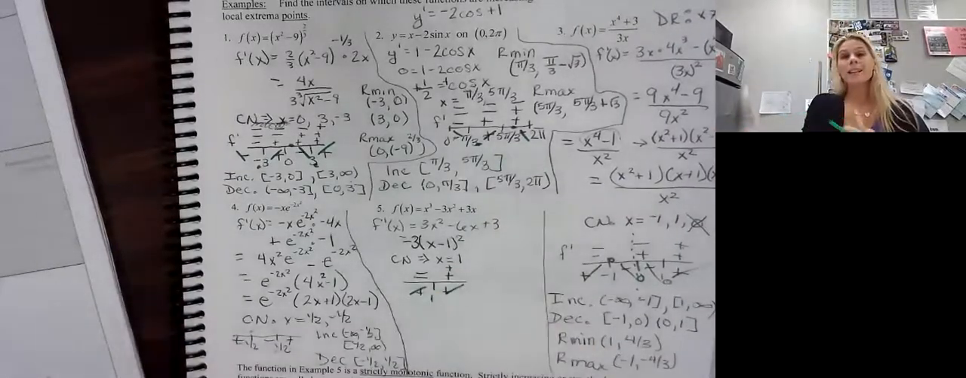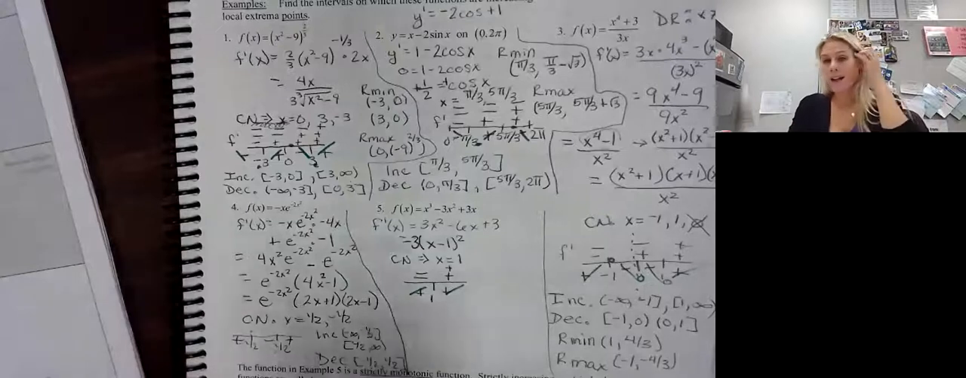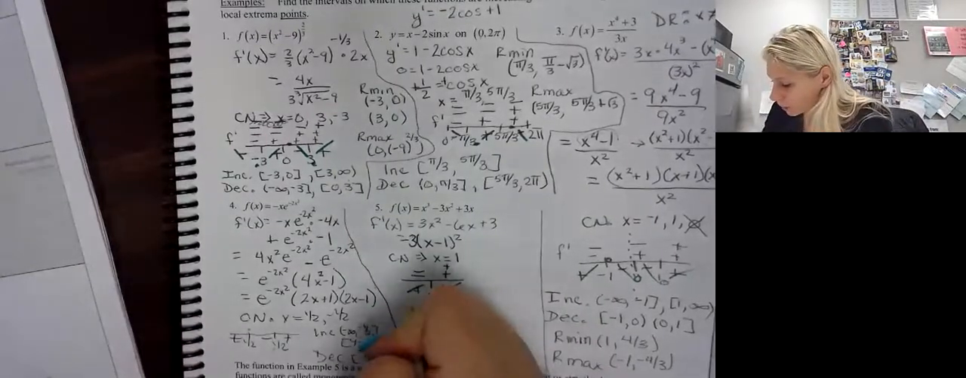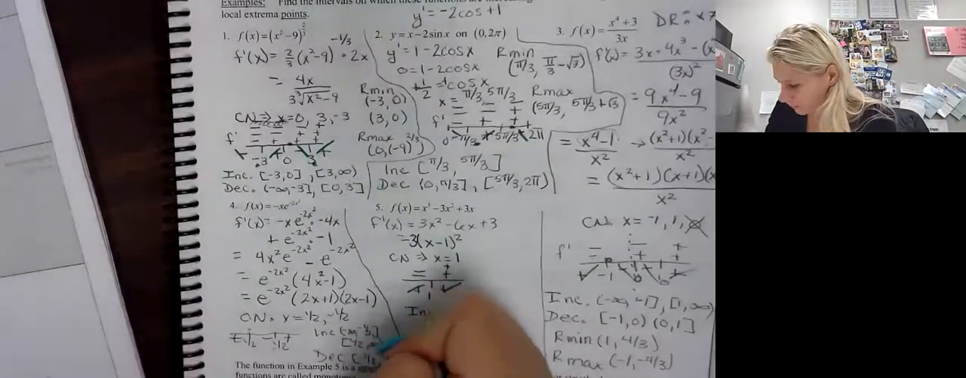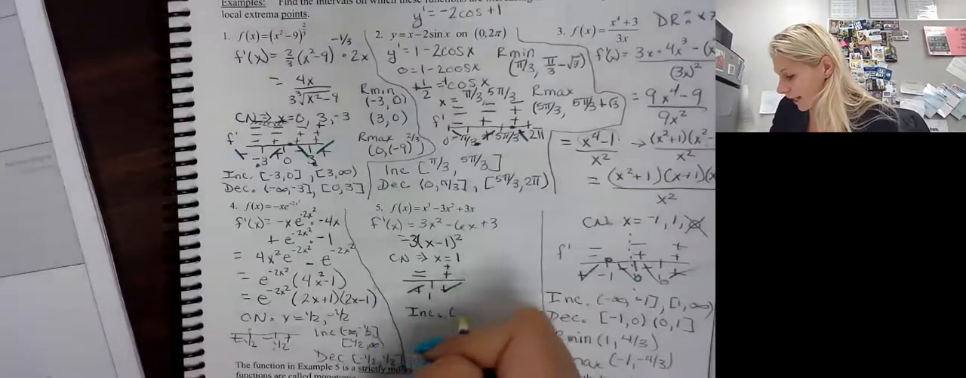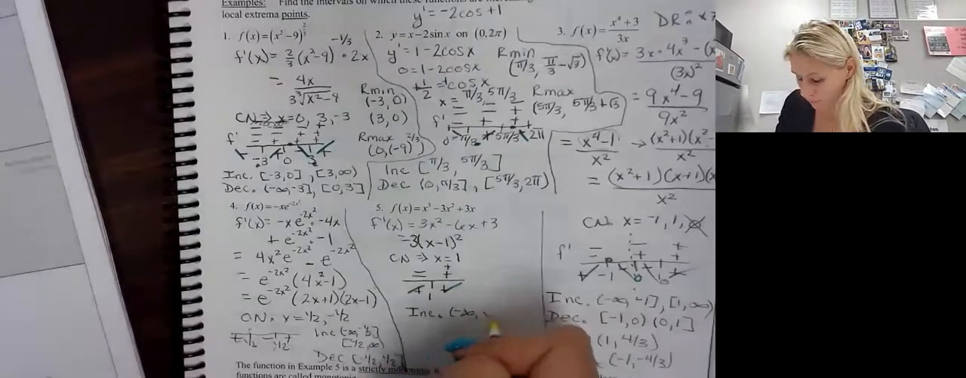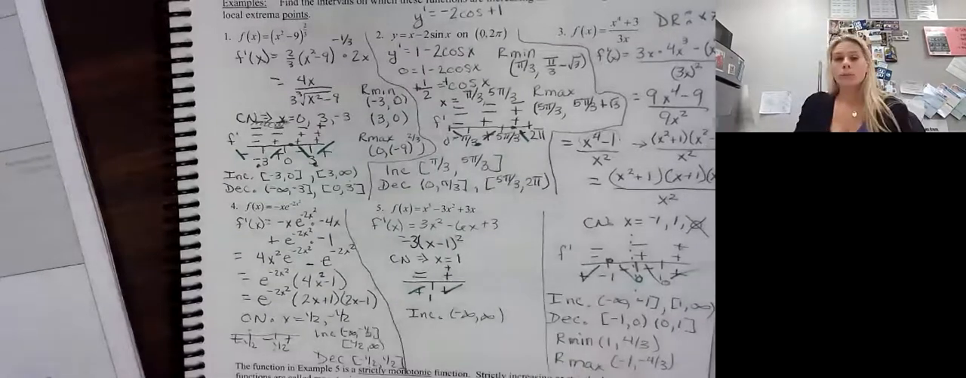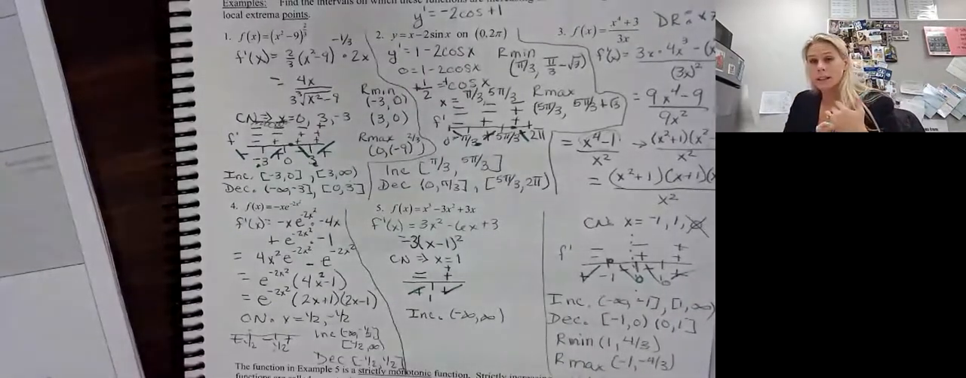Now, since 1 is not a domain restriction, when we do increasing, we can just do negative infinity to infinity, okay? Which means there is no decreasing and there's no relative max or min, and we're done.